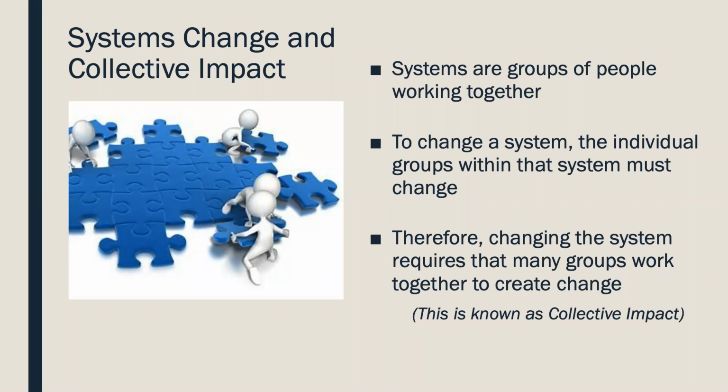The 2 authors of the article, Kanaya and Kramer, believe collective impact and systems change go together. Both have written about both subjects. They believe that systems change must be accomplished through collective impact because systems are by definition groups of people working together. To change a system, the groups within that system must change. Therefore, it requires that many people and groups work together to change things. This is known as collective impact.